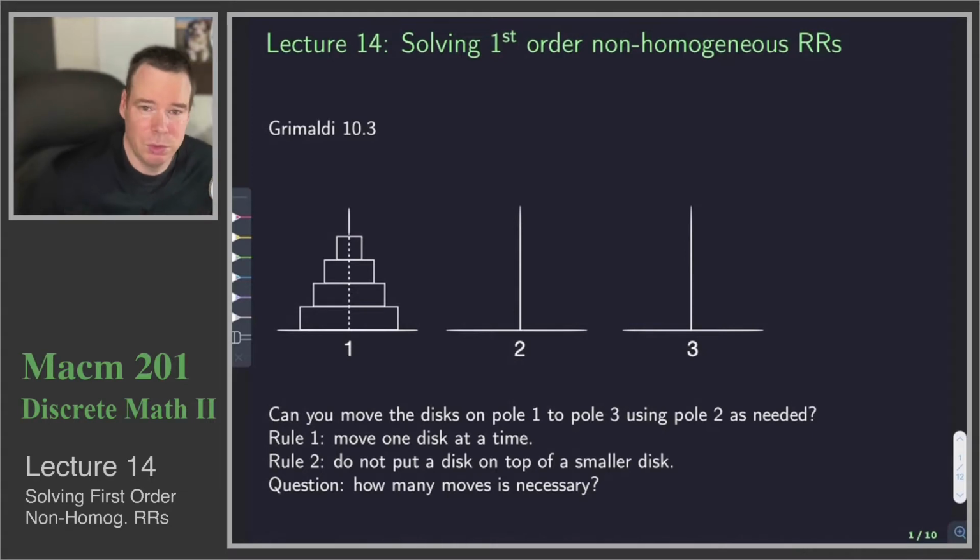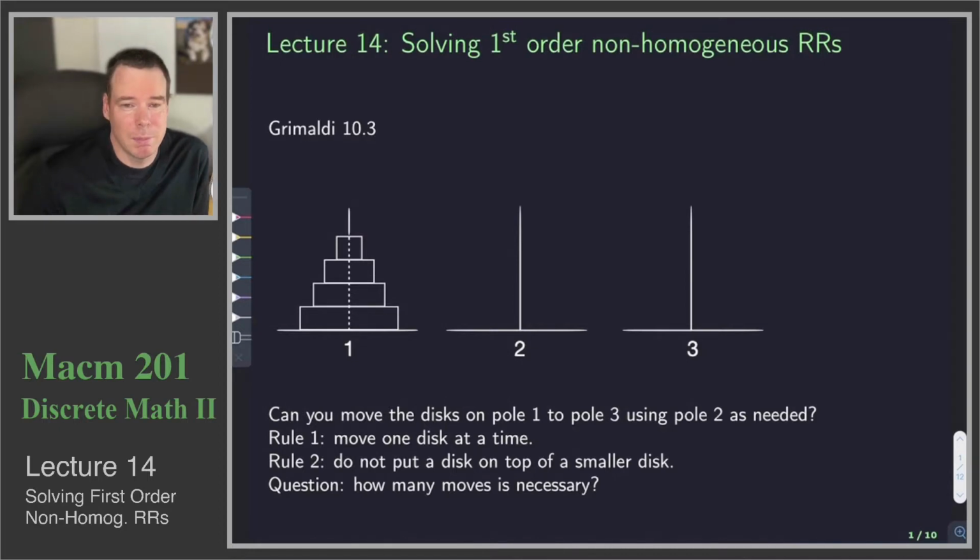So before we get into those solution techniques, I have a problem here. It's the Towers of Hanoi problem, which you may or may not have heard of. So it's a puzzle. You've got some discs on a pole, and the goal is to move those discs from one of the poles, in this case pole 1, over to another pole, we'll say pole 3. And there's only two rules. You can only move one disc at a time, and a larger disc can never land on top of a smaller disc. And what we're interested in is how many moves are necessary.